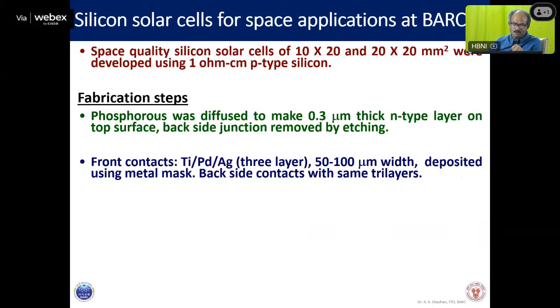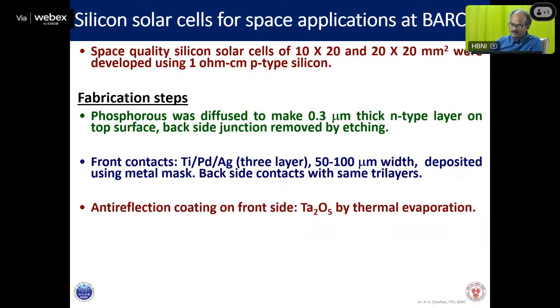So this I'm telling, the standard fabrication steps taken from the document available. So phosphorus was diffused to make a 0.3 micron thick N-type layer on the top surface of the P-type silicon.